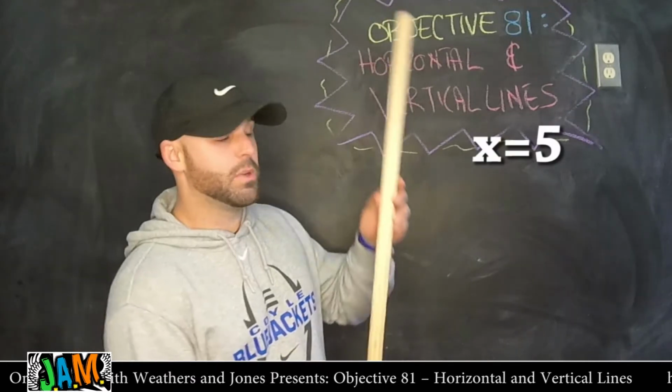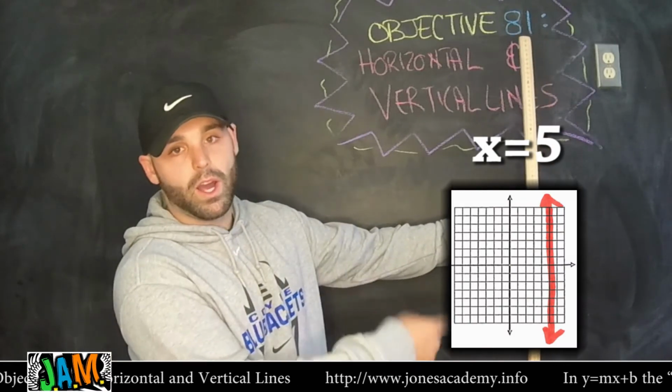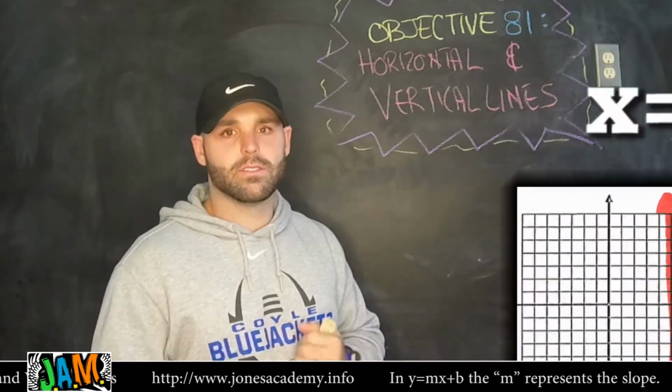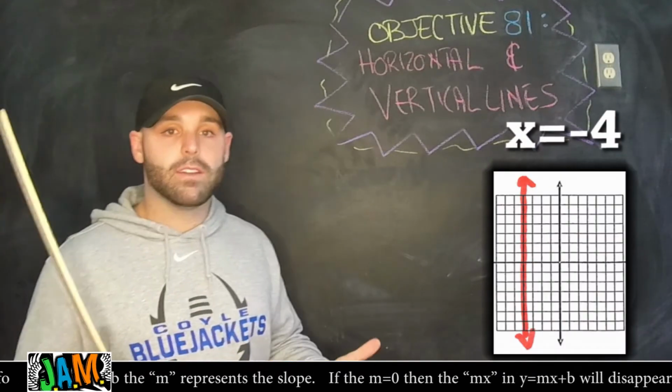x equals 5. It's going to be a vertical line. Where does it cross the y-axis? It makes a vertical line, so it doesn't even cross the y-axis, so there's no y-intercept. So x equals -4. Same thing, vertical line with an undefined slope.